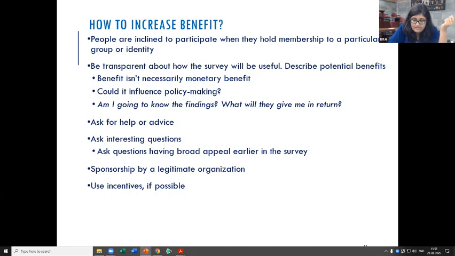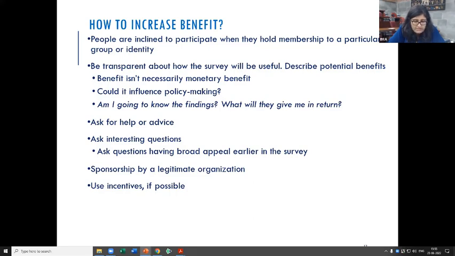Be transparent about how the survey is going to be useful. Maybe you do surveys that could influence policy making. One thing that you should seriously consider is, do you share the findings of your survey with the people who gave you the data? Most of the time, that's not the case. But someone who has given you time and data would also like to know what happened as a result. What did you find? And that is something that you should consider, sharing the results of your survey with the people who actually gave you the data.